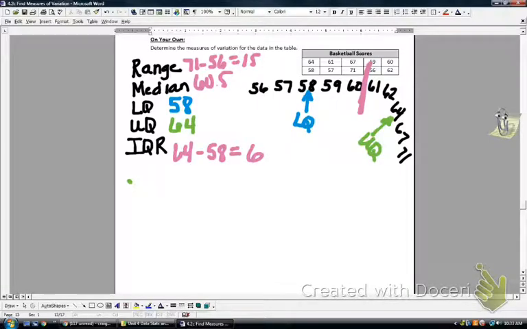Alright, so I found my median. My median is halfway between 60 and 61, which is 60.5. My lower quartile is 58. My upper quartile is 64. And then my interquartile range is 64 minus 58, which is 6. So if something about that does not make sense, then come see me in the morning.